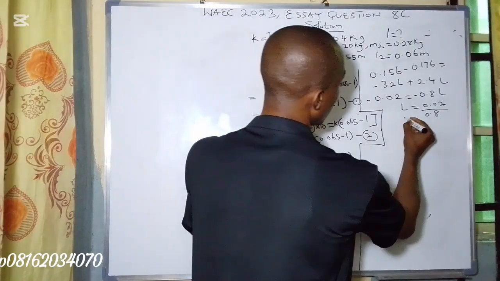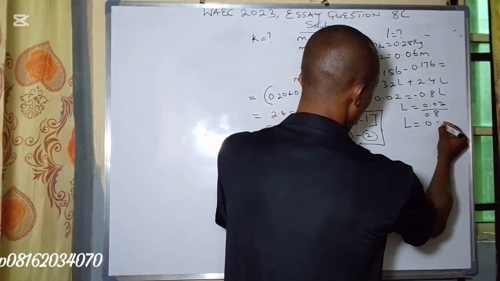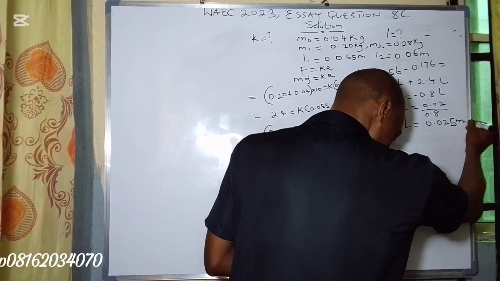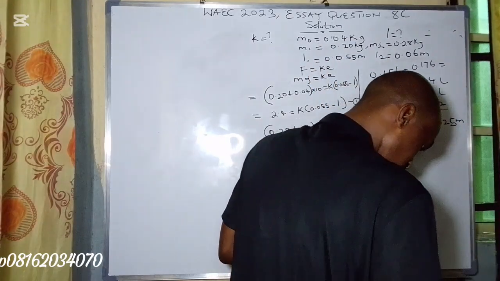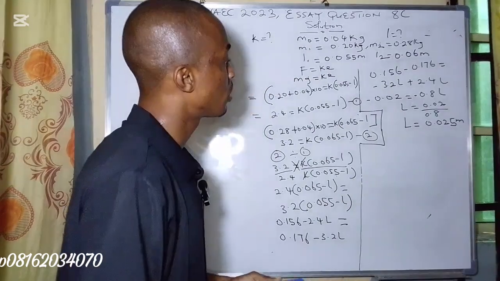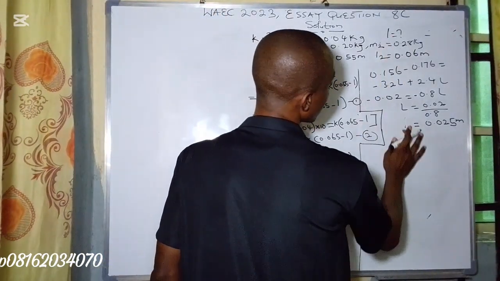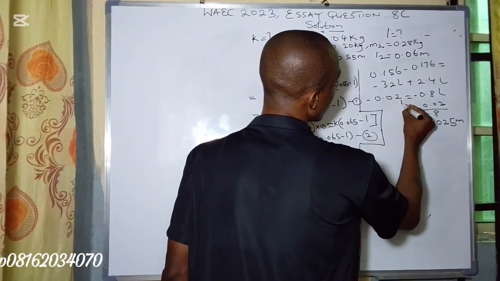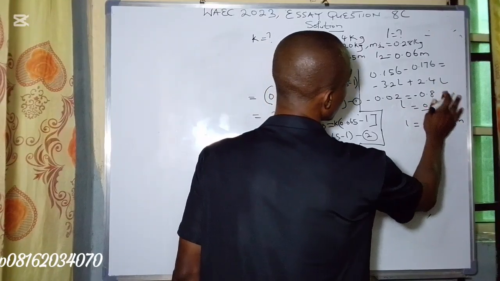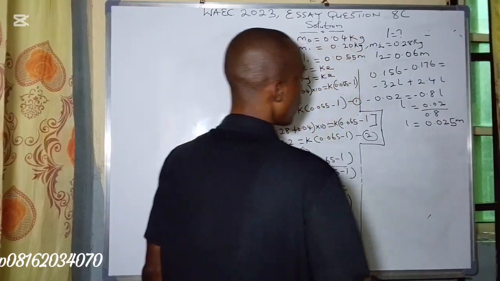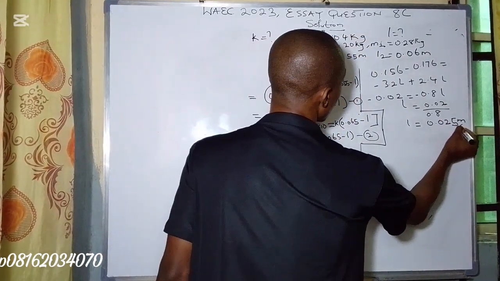I'm having L to be equal to 0.025. This will be in what? In meters. 0.025 in meters. So now if that's my L, let's progress. I think I'm mixing. Let me maintain the small little L. So here's also L. This is the length, original length.